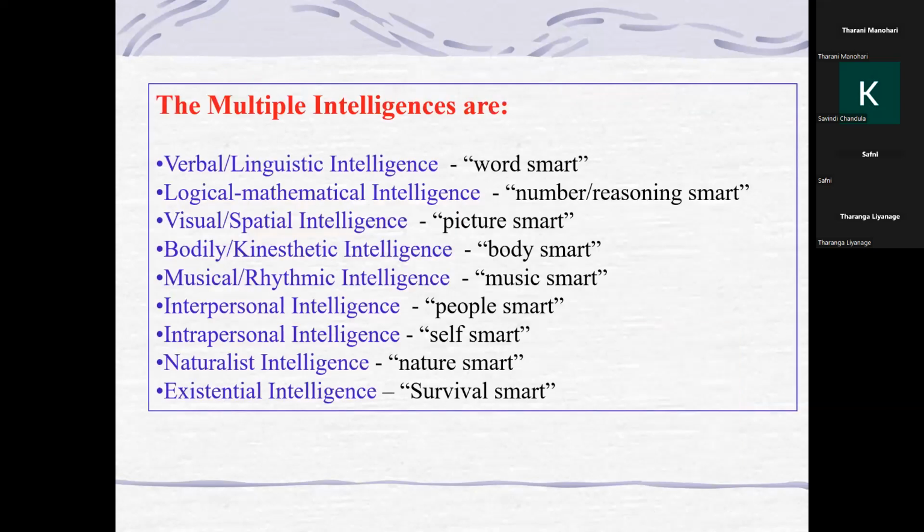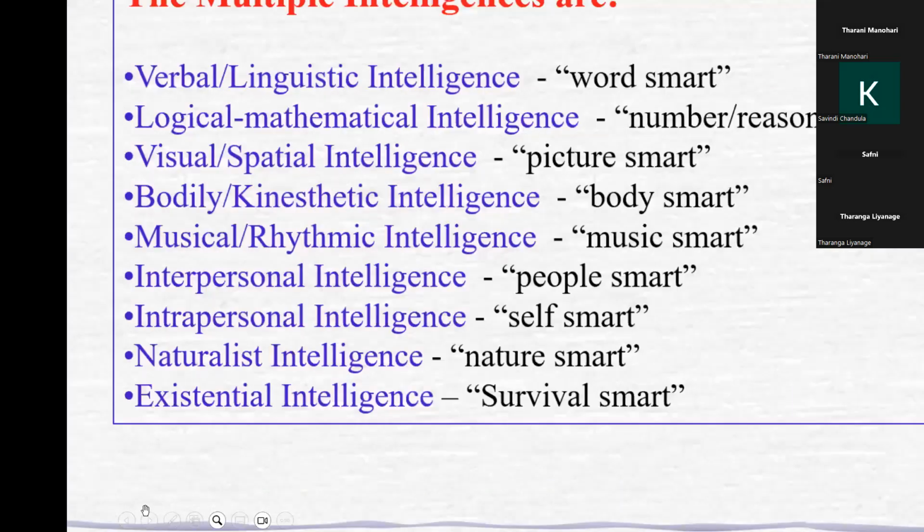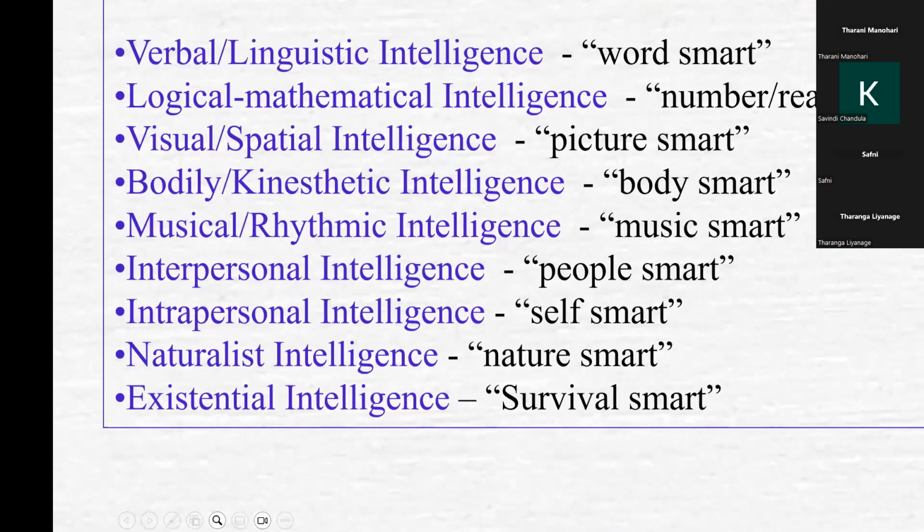See, now here you see one more. Verbal linguistic intelligence, which is called word smart. Logical mathematical intelligence, number and reasoning. Visual or spatial intelligence, picture smart. Bodily kinesthetic intelligence, that is body smart. Musical rhythmic, again music smart. Interpersonal, people smart. Intrapersonal means self. Naturalist intelligence, nature smart, and existential intelligence, survival smart. These two were added later, the naturalist intelligence and existential intelligence, right? The other 7 were there.